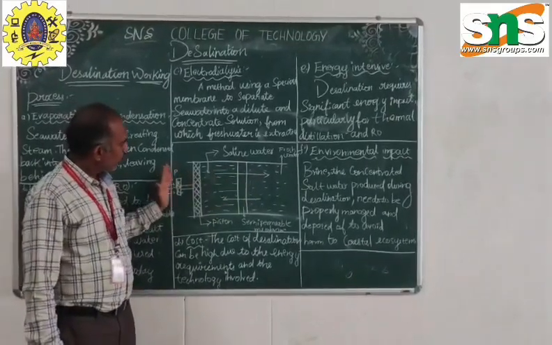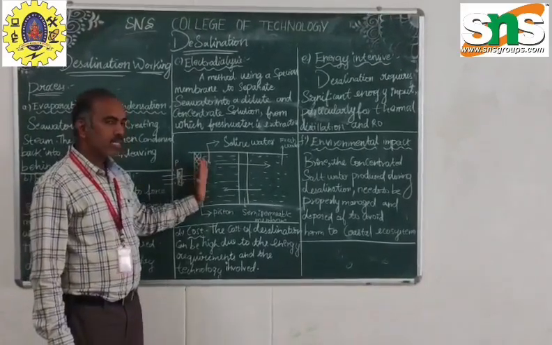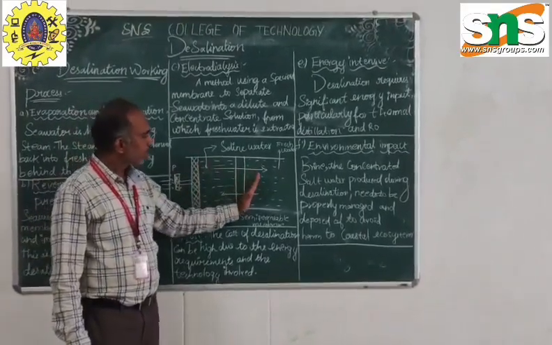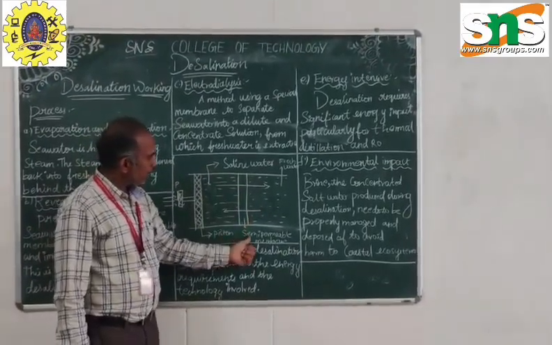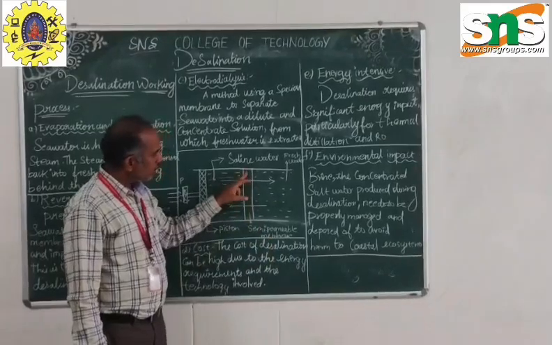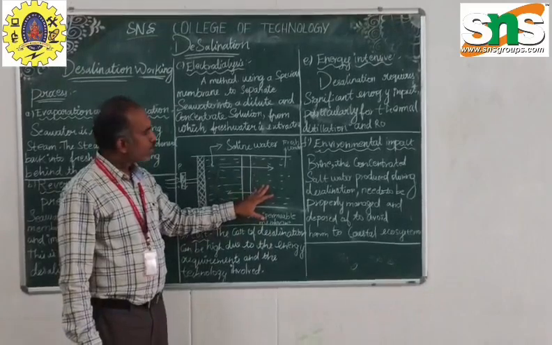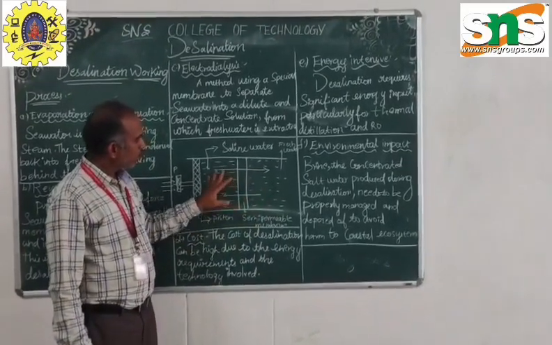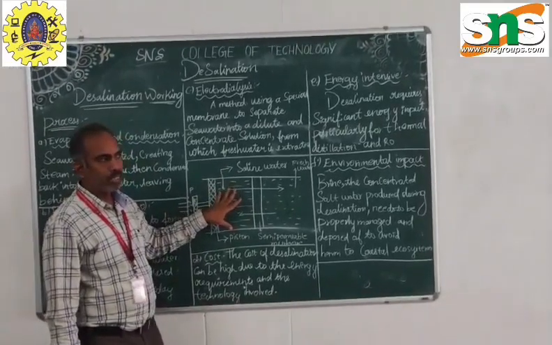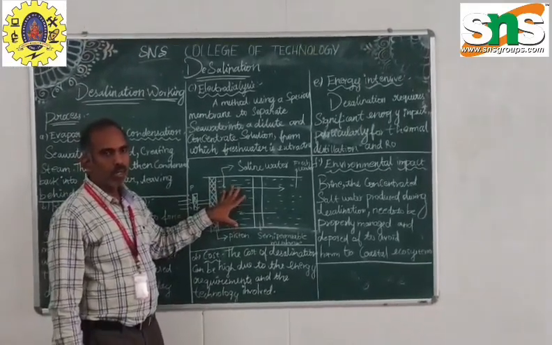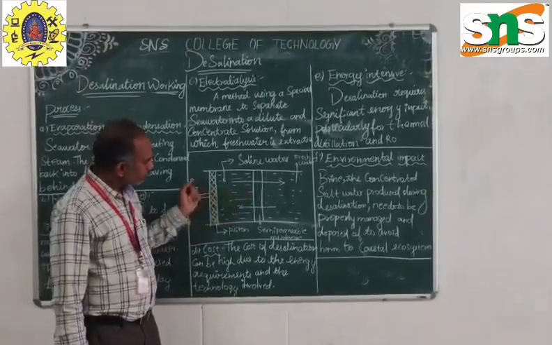Here we apply pressure from the high concentration toward the lower concentration, with a semi-permeable membrane in between. The semi-permeable membrane allows only the solvent through, so the remaining solids are retained in the first compartment. It contains sodium, magnesium, calcium, and other cations as well as anions.